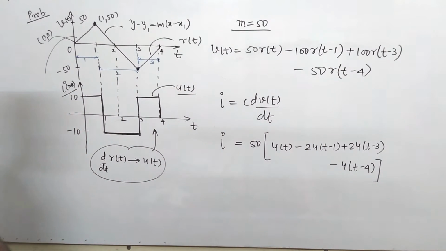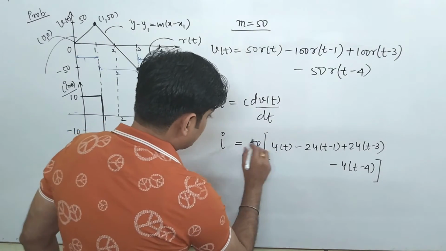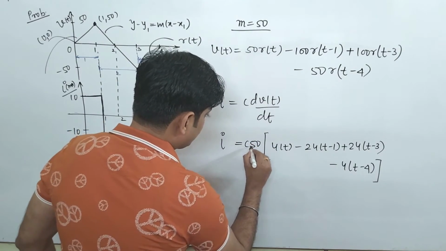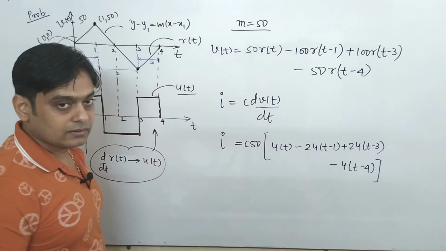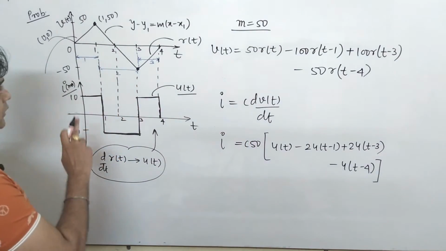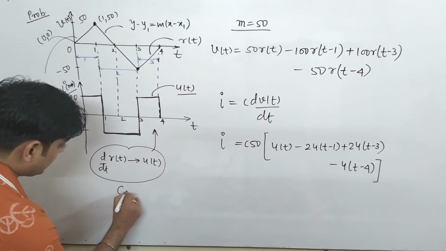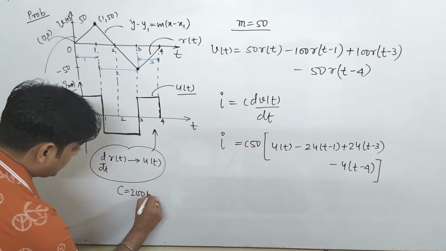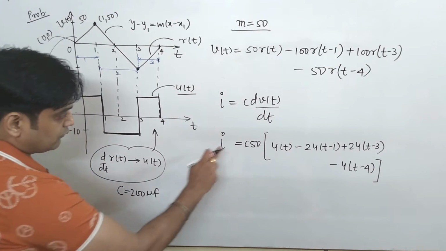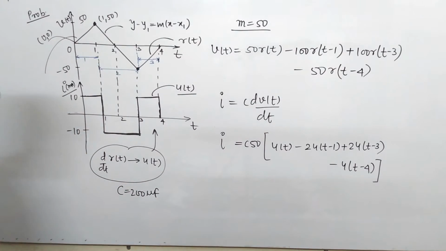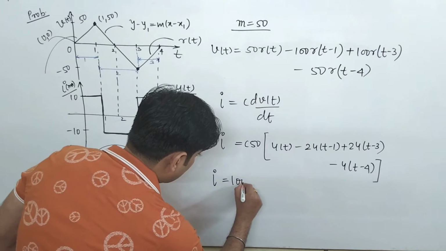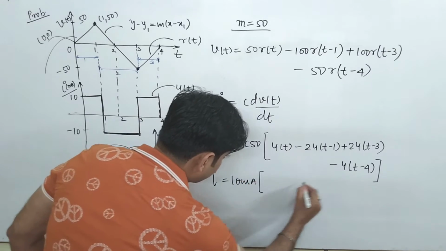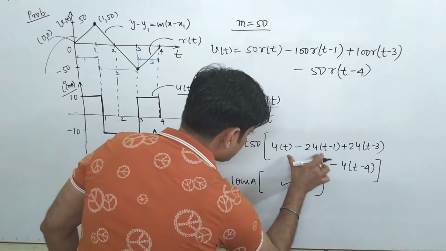Now you understand. Here the only thing is, from here I write it as C also, this C into 50. Okay, so C is what? Your 200 microfarad. The value of C was 200 microfarad. Now 50 into 200 comes to be 10 milliampere, with this as your signal.